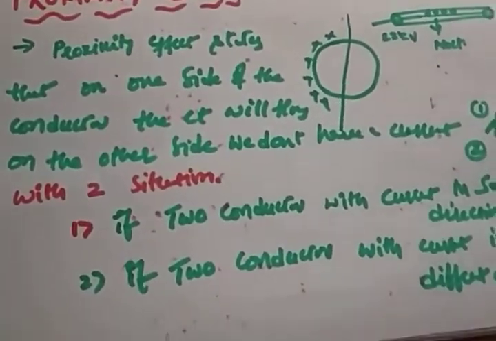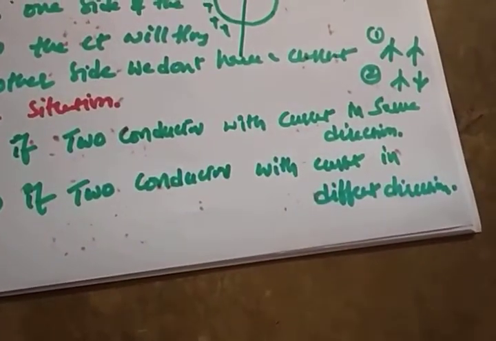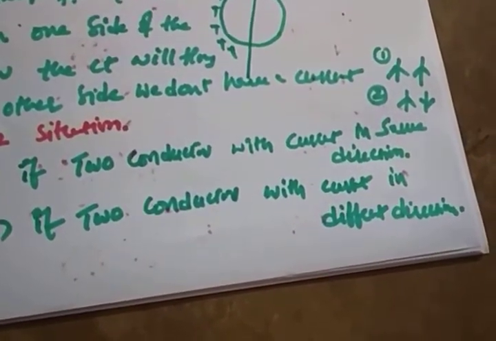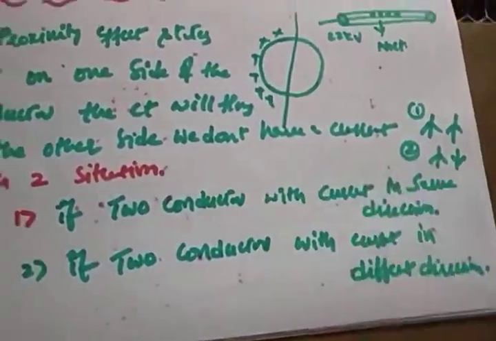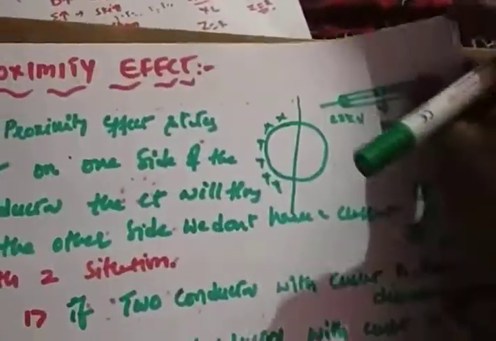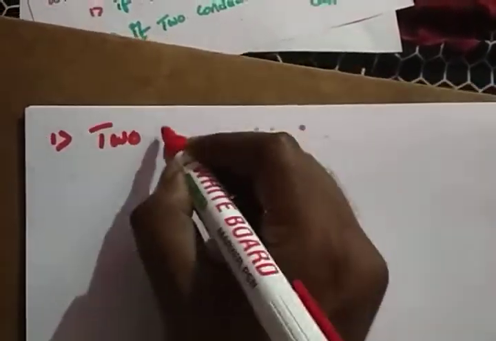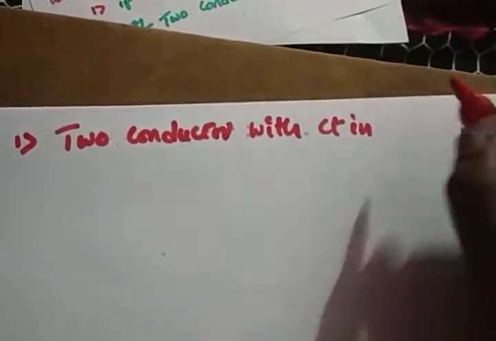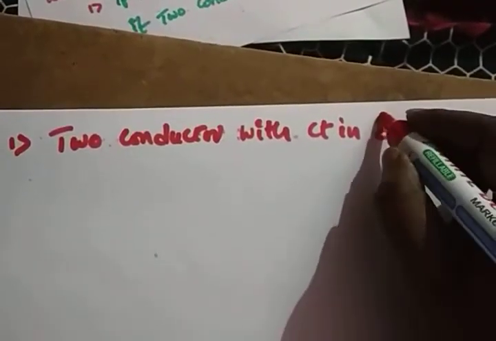So the proximity effect can be explained with the help of two ways. The first one is two conductors with current in the same direction. The second is two conductors with current in different directions, right? I'll explain in detail one by one. First one, two conductors with current in the same direction.